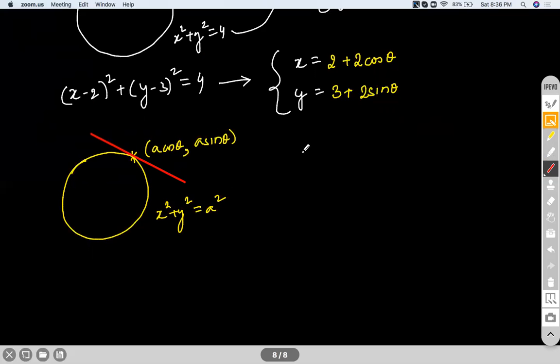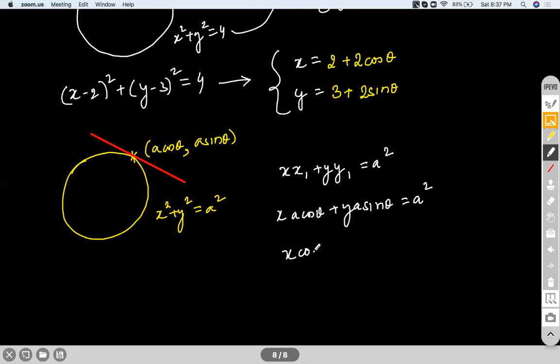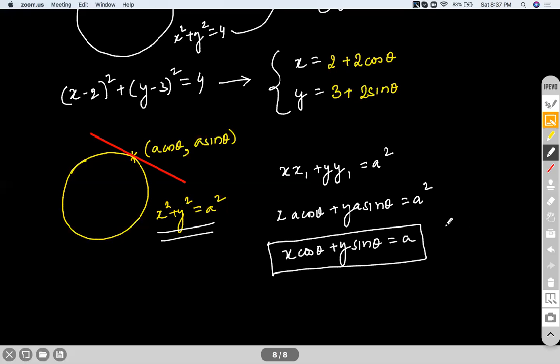So it will be ax cos theta. Nothing will change. Everything will remain the same as what we did for the general case. That means replace your x square with xx1, y square with yy1, and the constant will remain a constant, a square will remain a square. Now x1 is nothing but a cos theta, and y1 is nothing but a sin theta. And drop the factor of a from everywhere. This becomes the equation of a tangent to this circle, and this is actually called the parametric form of the equation of a tangent.